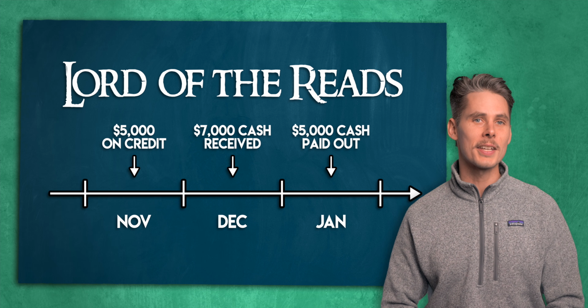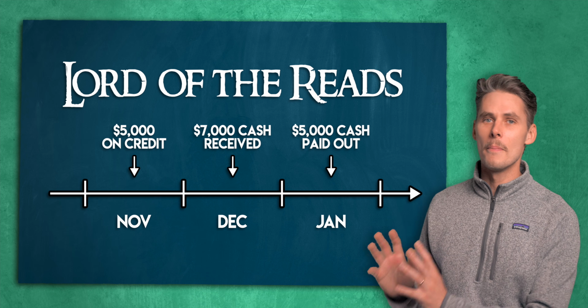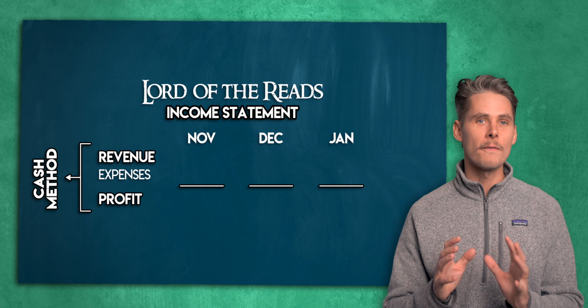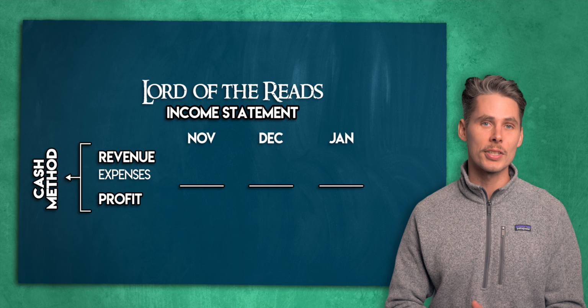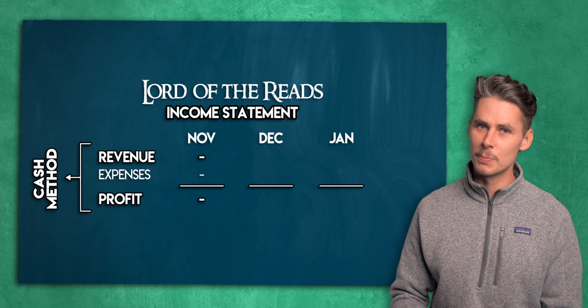We only record transactions when cash changes hands. So let's go through this timeline month by month using the income statement. In November, we bought $5,000 worth of books on credit. No cash changes hands, so nothing gets recorded. The income statement is blank.